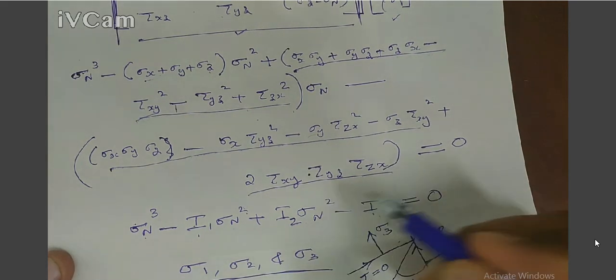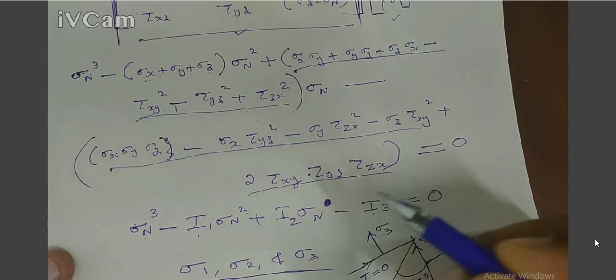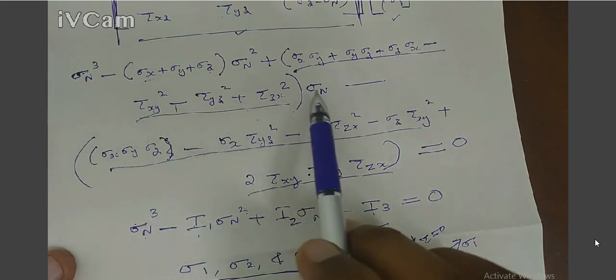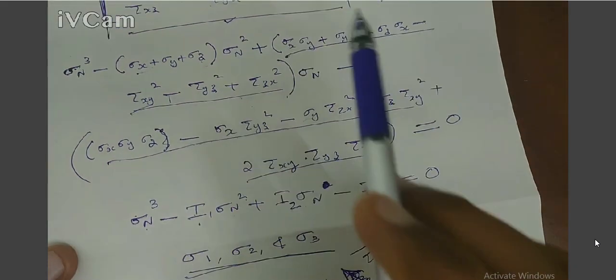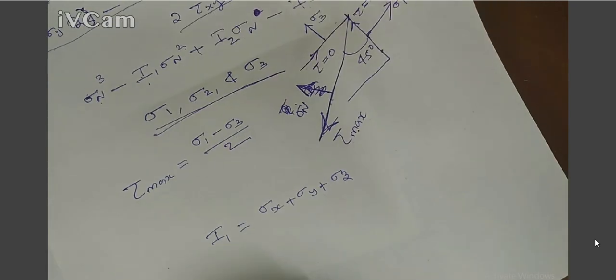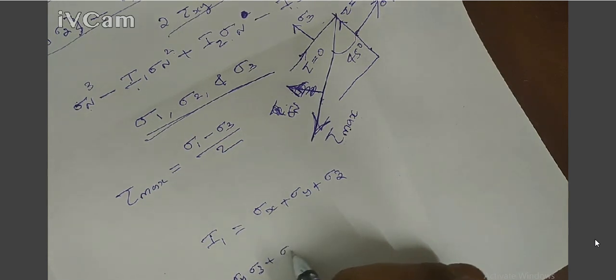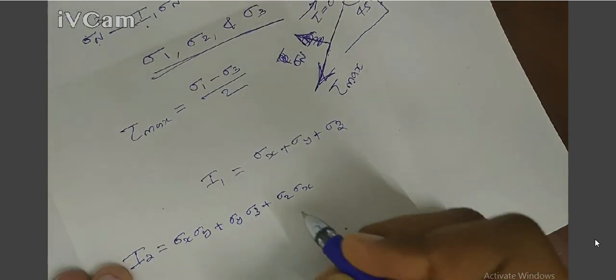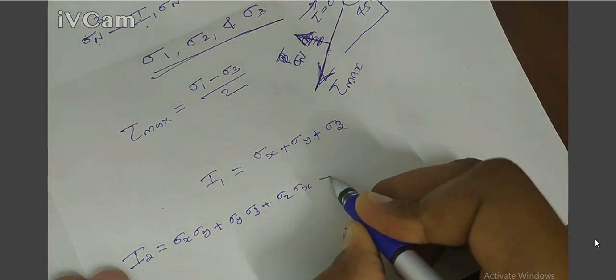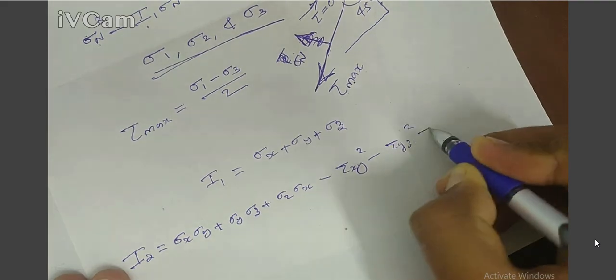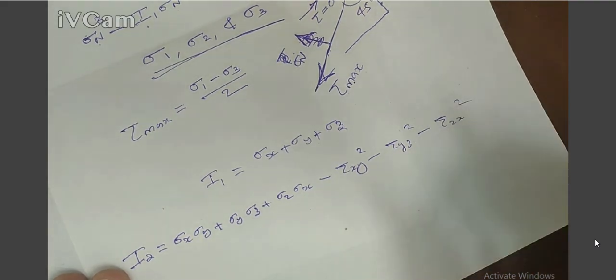So this is not n square, this is sigma n. Sorry, this is sigma n. So this is the coefficient version sigma n. Okay, so we can write I2 is equal to sigma x sigma y plus sigma y sigma z plus sigma z sigma x minus tau xy square minus tau yz square minus tau xz square.